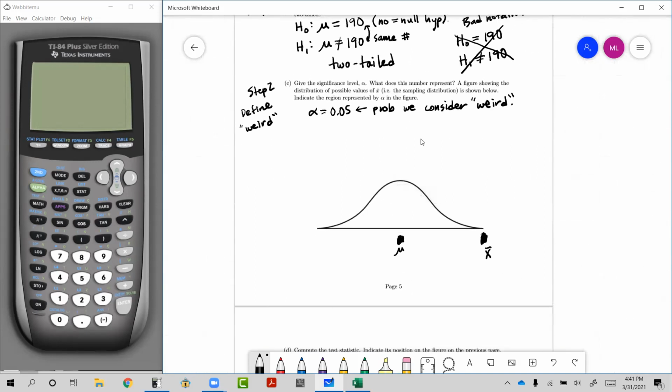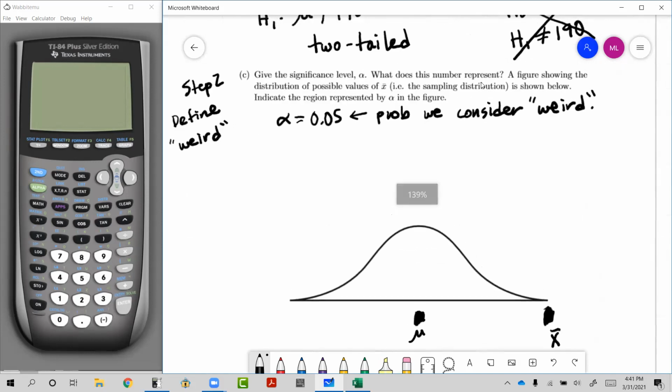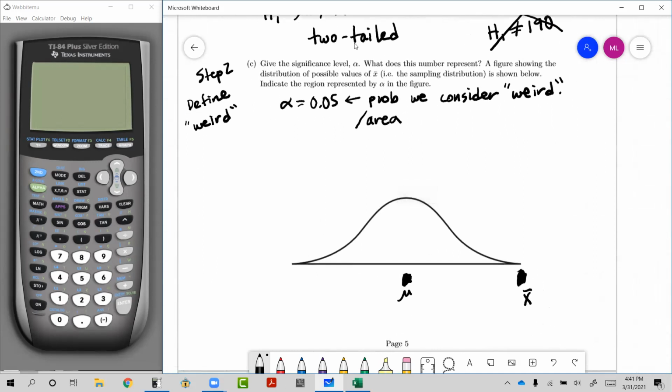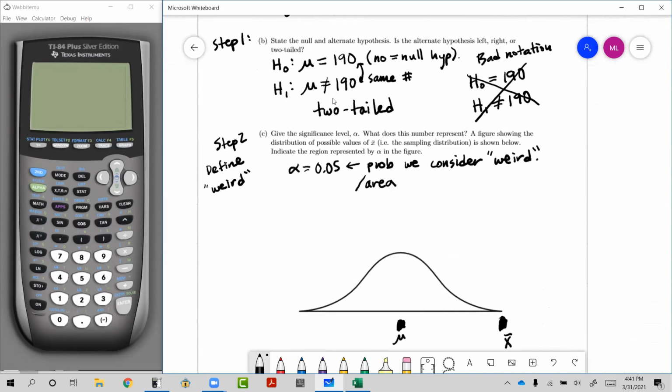In this case, we're asked to indicate the region represented by the significance level in this figure. Well, in this case, it's two-tailed, and that means that this area, so probabilities, you'll remember, are also always the same as areas, so probability slash area, that we're going to consider weird. Because it's two-tailed, I have to take this area, which is tiny. It's only 5% of the area, right? Remember, the total area under the curve is 1. This is only 0.05. I have to now split up that 5% of the area 50-50 between the two tails. If this had been just a right-tailed hypothesis or just a left-tailed hypothesis, I wouldn't need to do this. We wouldn't have to split up alpha.